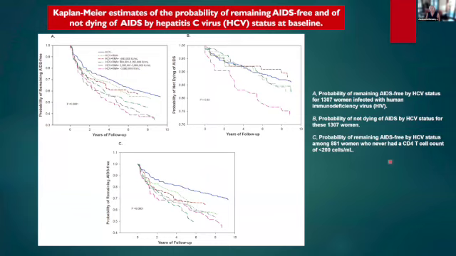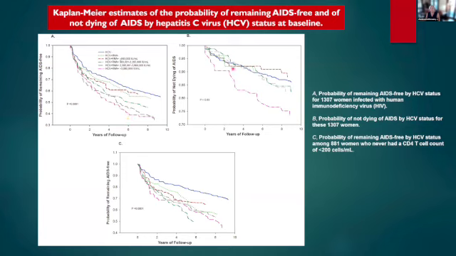In this slide, you can see the Kaplan-Meier curves showing the probability of remaining AIDS-free, or dying, or remaining AIDS-free if they never had a CD4 count less than 200. So this is AIDS-free for all. This is for those who die, and this is those that never had a CD4 below 200. The blue line includes HIV-positive only women, while the other lines show the risk of AIDS by HCV RNA level. And as you can see, the higher the HCV RNA level, the higher is the risk of AIDS and death.